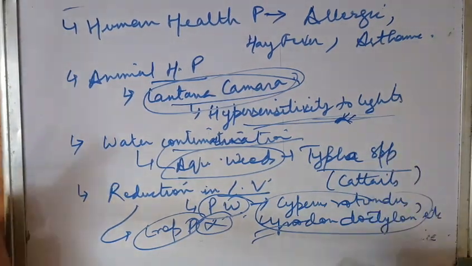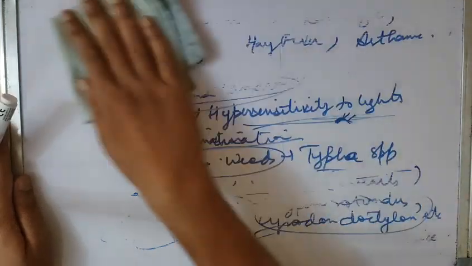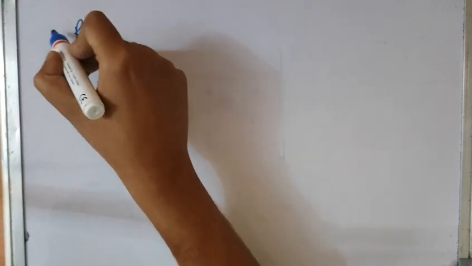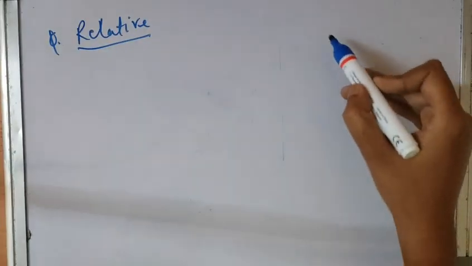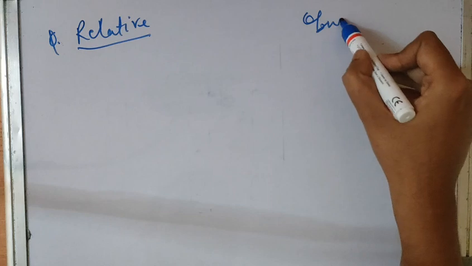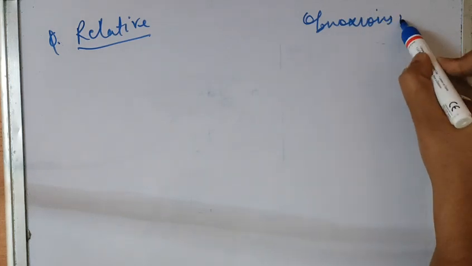Hope you all understand it. Now one question was asked in previous years, that is, what is the difference between relative weed and obnoxious weed? So I'm going to discuss it.